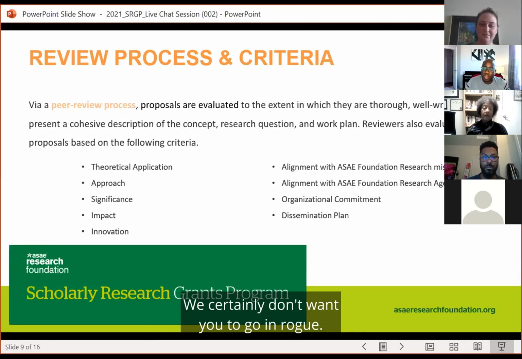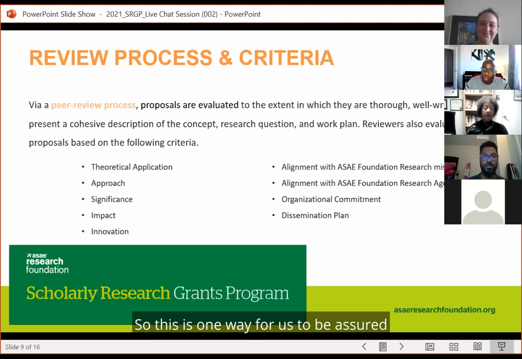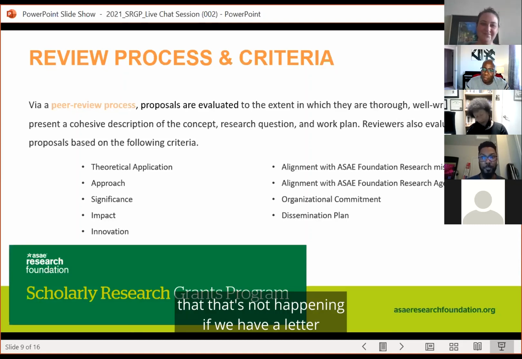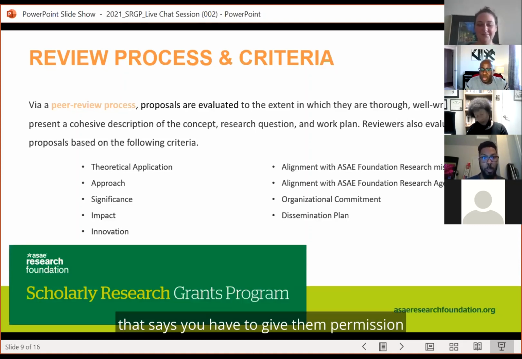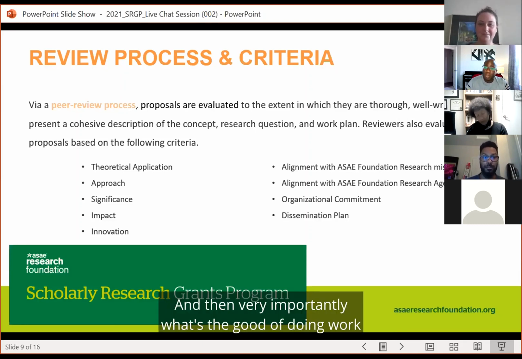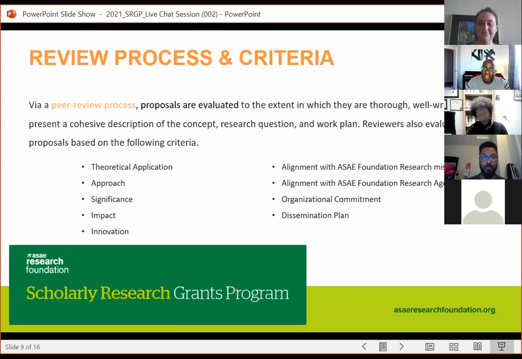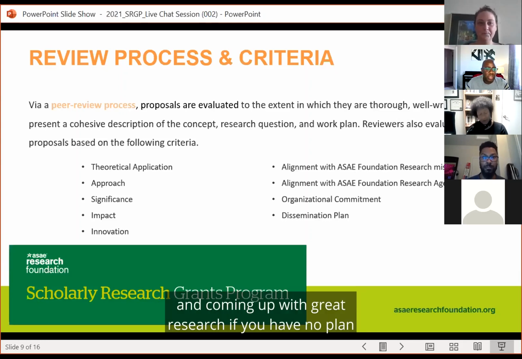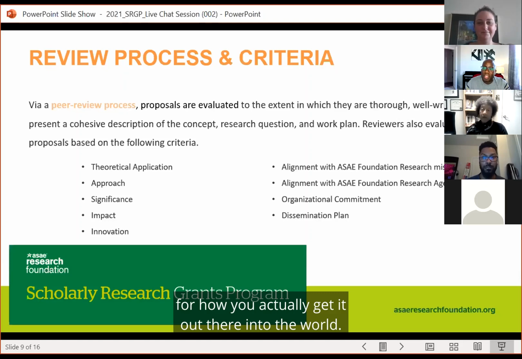We certainly don't want you going rogue. So this is one way for us to be assured that that's not happening, if we have a letter that says you have been given permission to actually go about the research that you're doing. And then, very importantly, what's the good of doing work and coming up with great research if you have no plan for how you actually get it out there into the world?